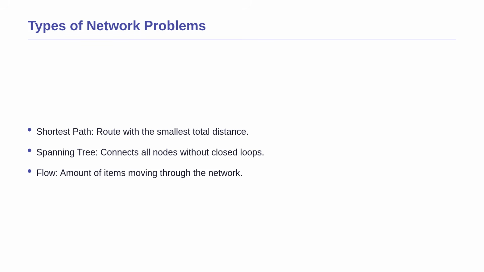Now that we know the parts of a graph, what do we actually do with them? There are three main concepts we look at. First is the shortest path, which is exactly what it sounds like, finding the route between a start and end point that has the smallest total distance or cost. Second is a spanning tree. This is a special way to connect every single node in the network without creating any closed loops or circles, using the absolute minimum number of links. Finally, we have flow, which represents the amount of stuff moving through the network.